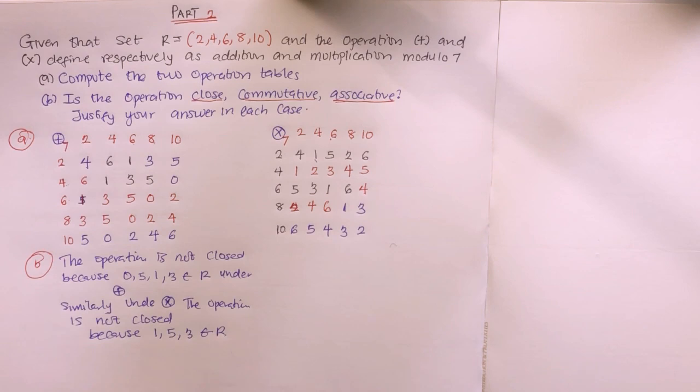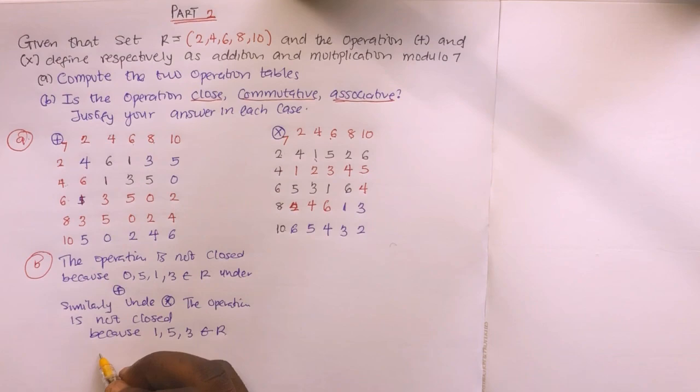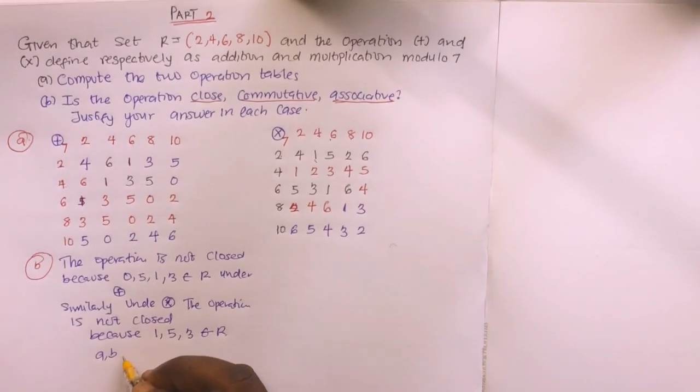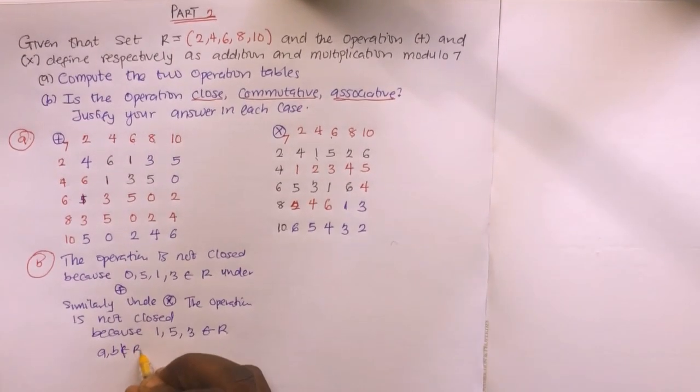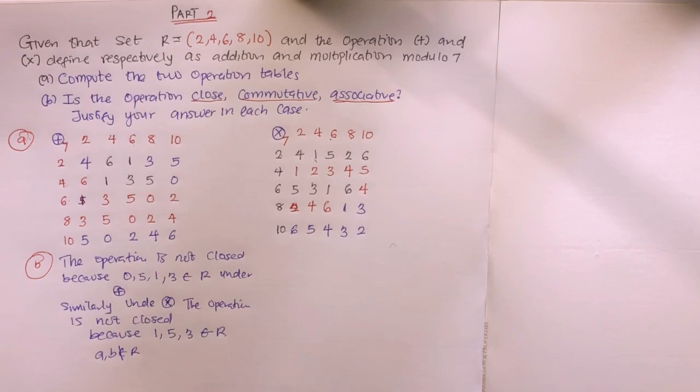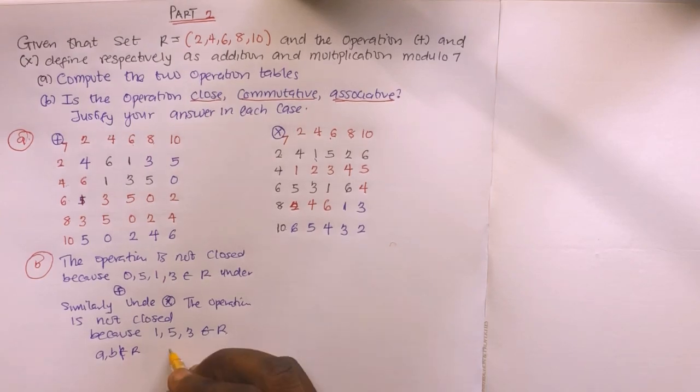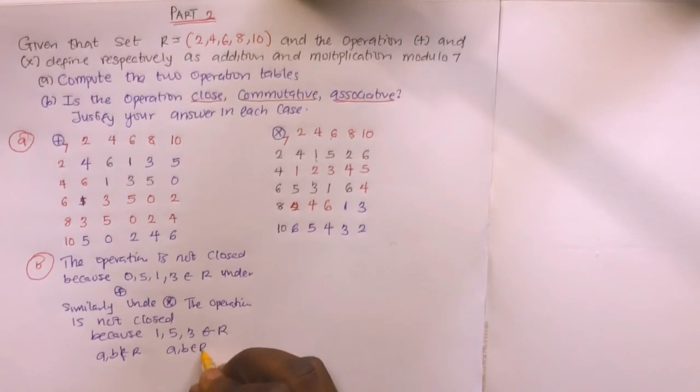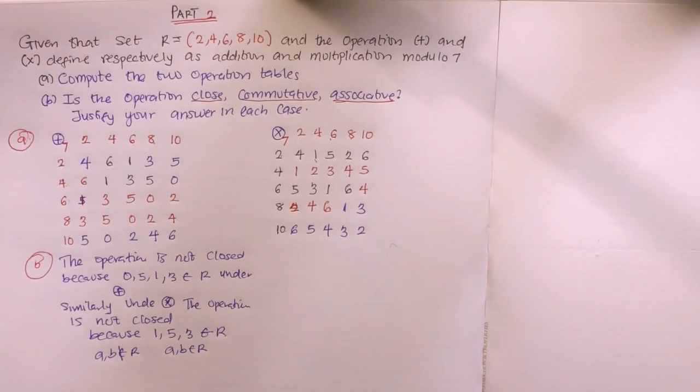Then the thing is that we need to justify our answer in this case. It says that we need to show them that A comma B is not a member of R. If the operation is closed, that means our A comma B should be a member of R. But since the operation is not closed, that means our A comma B is not a member of R. But in this case, how can we justify our answer?